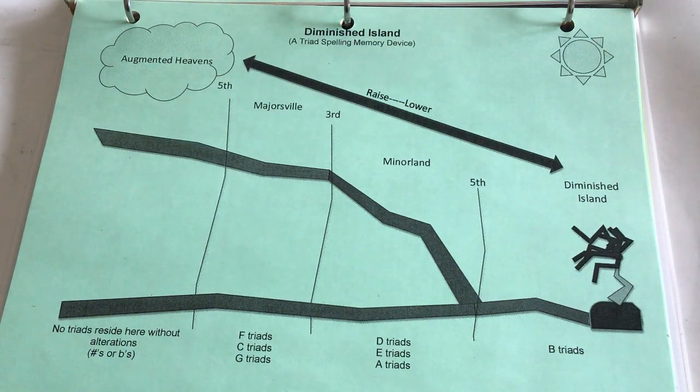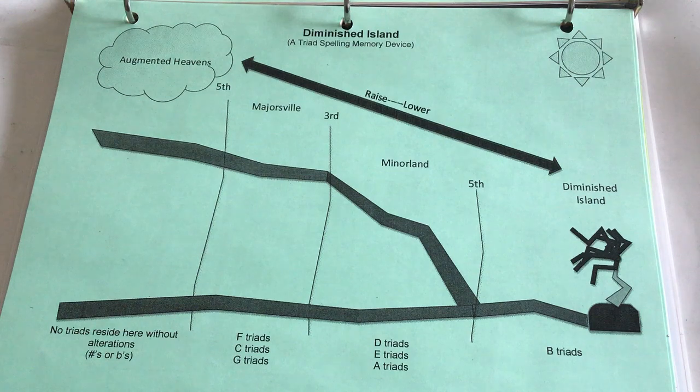Okay, we're going to overview this handout. It's the second page in the green section of your packet. It's called Diminished Island. You won't find this in another textbook anywhere. I just made this up a lot of years ago. It's changing abstract information into something non-abstract, which is a learning strategy to help you keep track of how to change one chord into another.